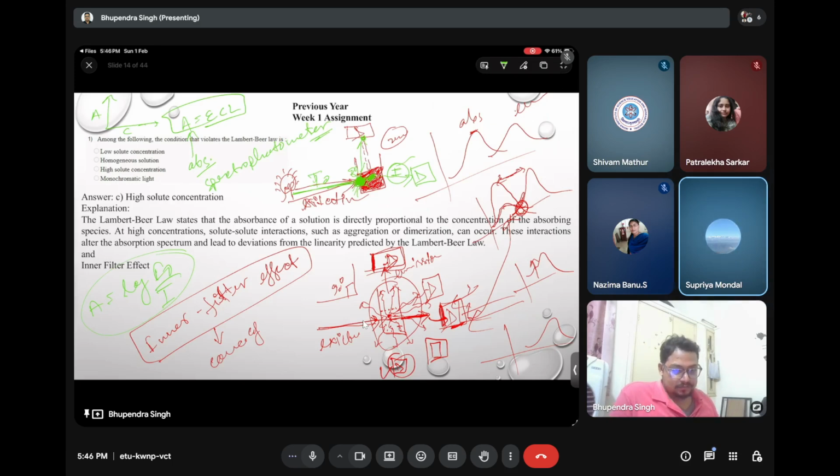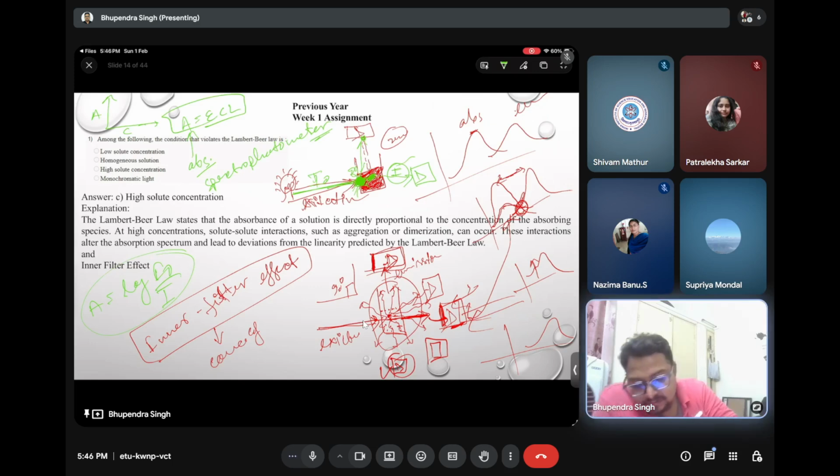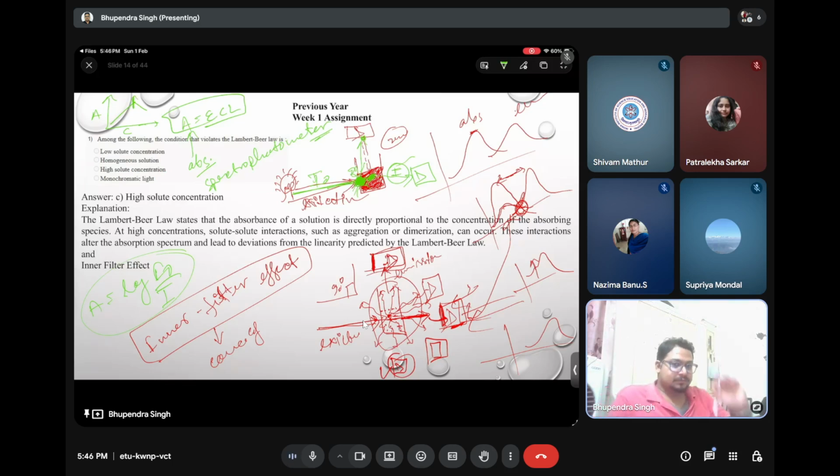Yes, perfect. It will be like this, and this. So this is the maximum concentration. Till here we can collect the absorption. So this is called the inner filter effect. So this violates Lambert-Beer's law at the high concentration of the solute.